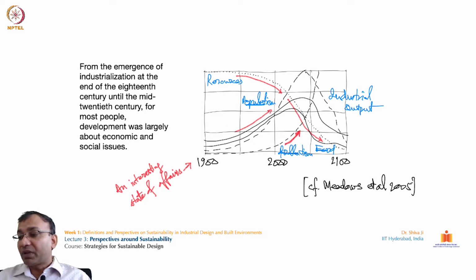Okay, so resources and food are coming down, pollution is going up, population is predicted to come down, and industrial output is also projected to rise and then come down. Again, it's a projection, we will see. Let's go to the next table.